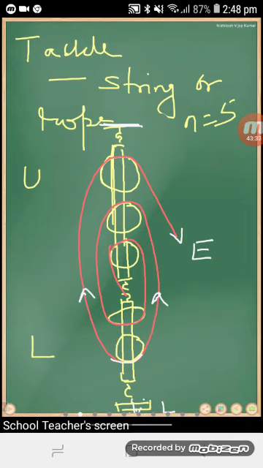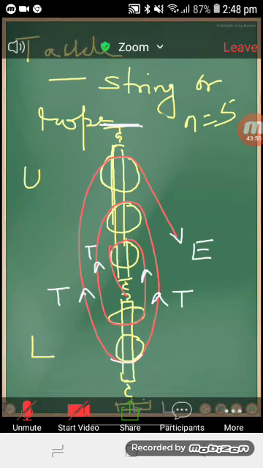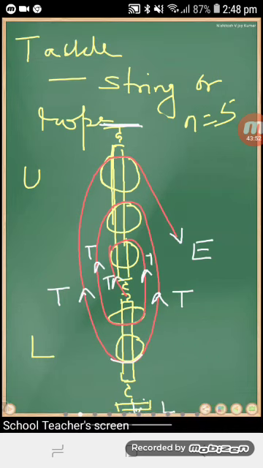Okay, this is your tension. Similarly here also this is going to act in upward direction, tension, and this is also going to act upward direction. So here we can make out that load is going to be balanced by all these tensions. So here we have 1, 2, 1, 2, 3, 4 and 5, so we can write it as 5T.